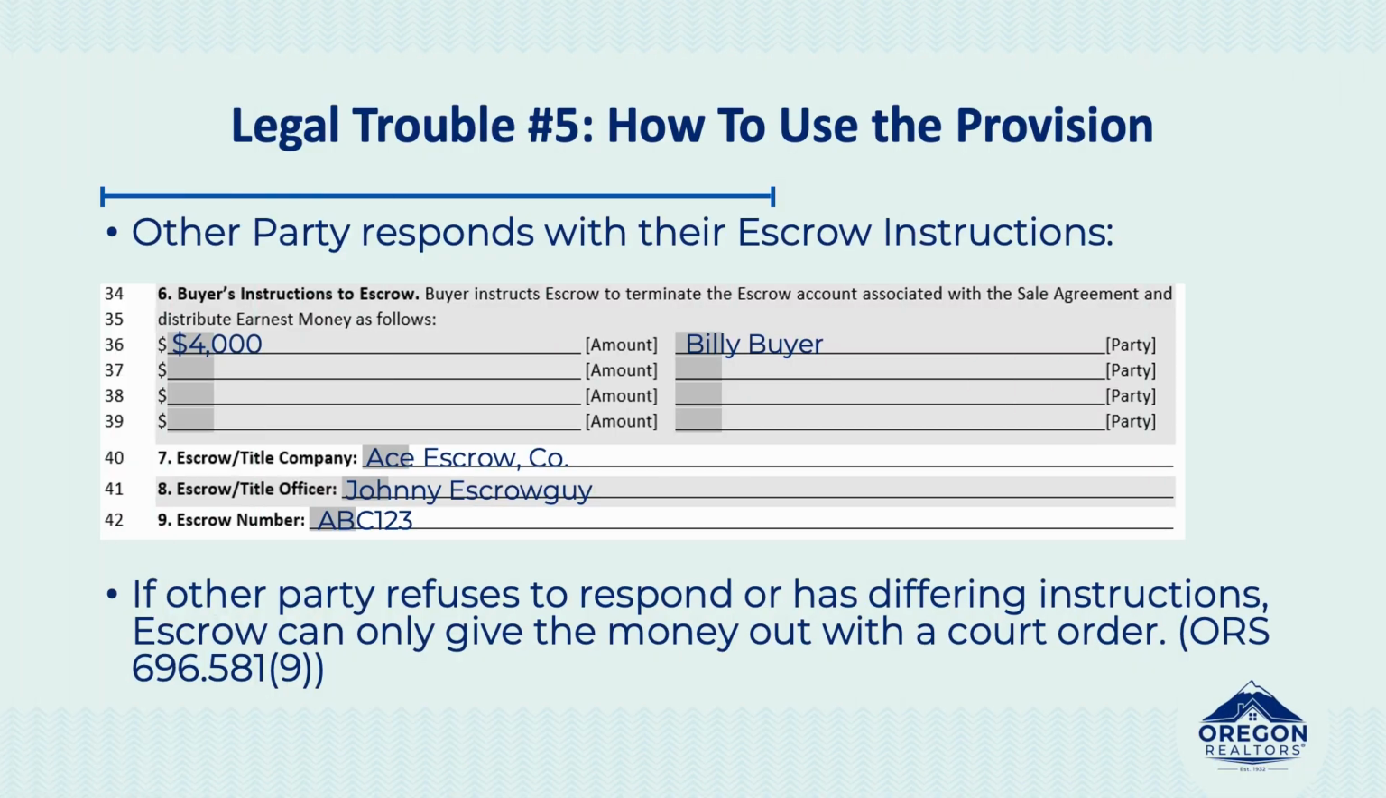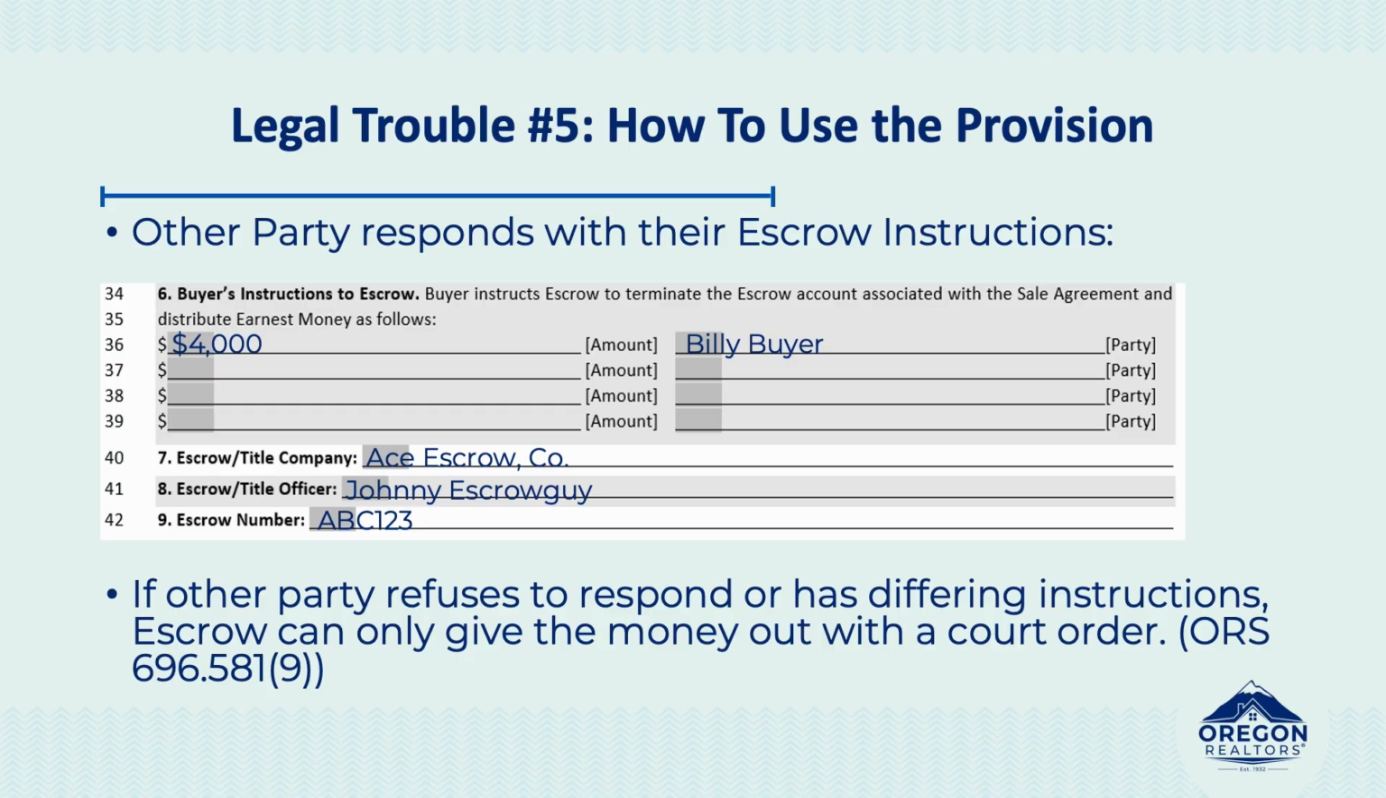escrow instructions. Under Oregon law, ORS 696.581, escrow can't actually refund earnest money until they have mutual agreement from the parties or a court order. So the response by the other party is essentially just to get those escrow instructions that say, here's how both of the parties believe escrow instructions should operate.